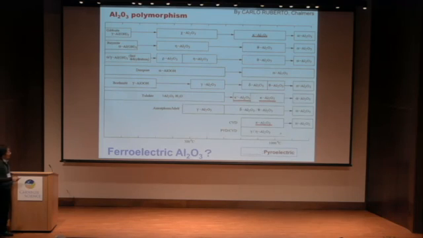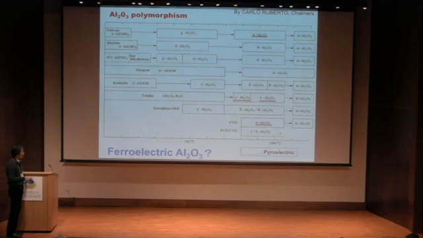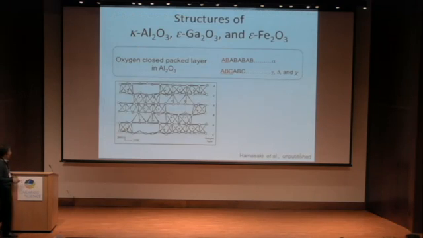Among the intermediate metastable phases, only kappa and kappa prime alumina have a non-centrosymmetric space group. So only these two materials are pyroelectric. So we began this study.